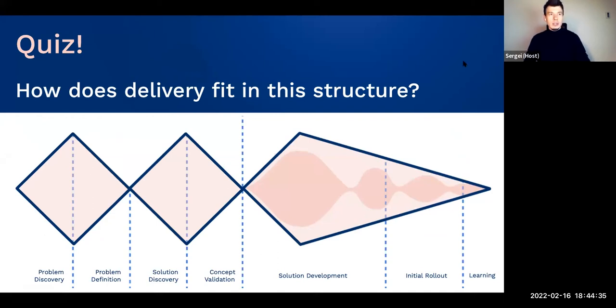Meanwhile, there's a request from Jakub to show the T model again. Yes.